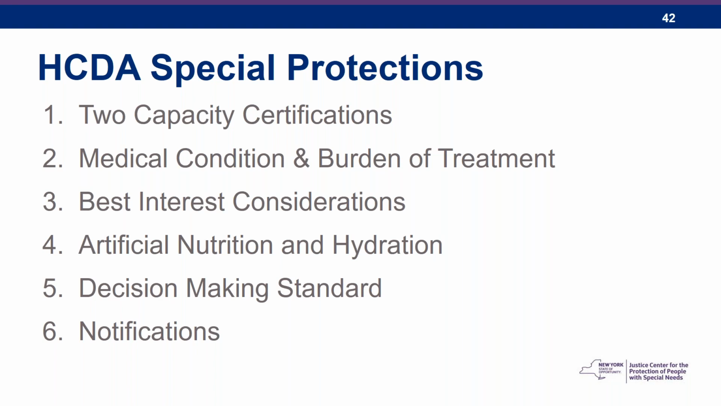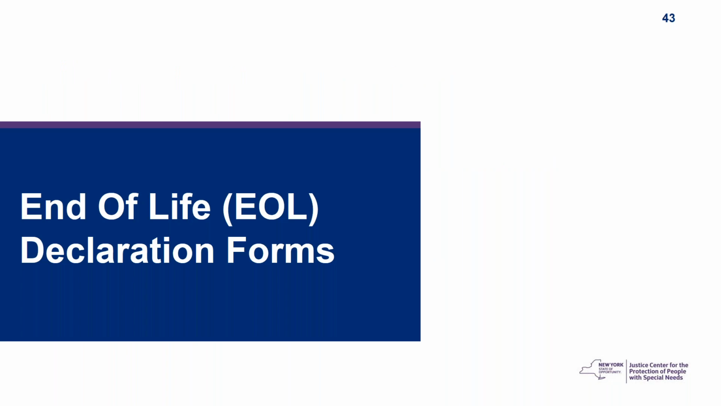There are best interest considerations that are unique to the 1750B process. There are also special considerations of the unique nature of artificial nutrition and hydration and the burdens associated with that. There's a decision-making standard, and there's also a requirement for proper notifications to all interested parties. Primarily, the notifications that we are concerned about are to MHLS and to the executive director or the state operating office through OPWDD.